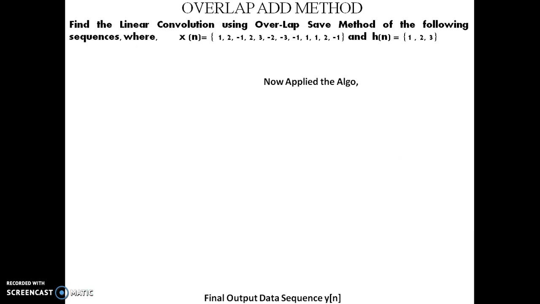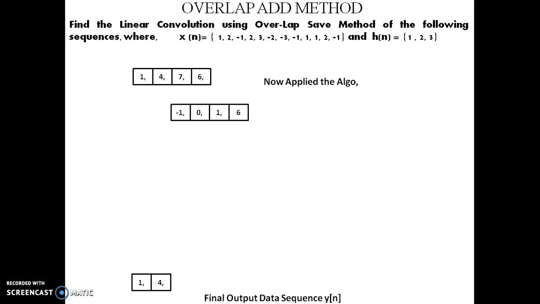So now we go directly to the sequences. The first sequence we are considering is 1 4 7 6. For 1 4, we directly take it as part of the final output data sequence. And what about the 7 6? Now we consider the second sequence, that is -1 0 1 6. We just add 7 6 with -1 0. It's a parallel addition here. So 7 plus -1 is 6, and 6 plus 0 is also 6. So the second part is 6 6.